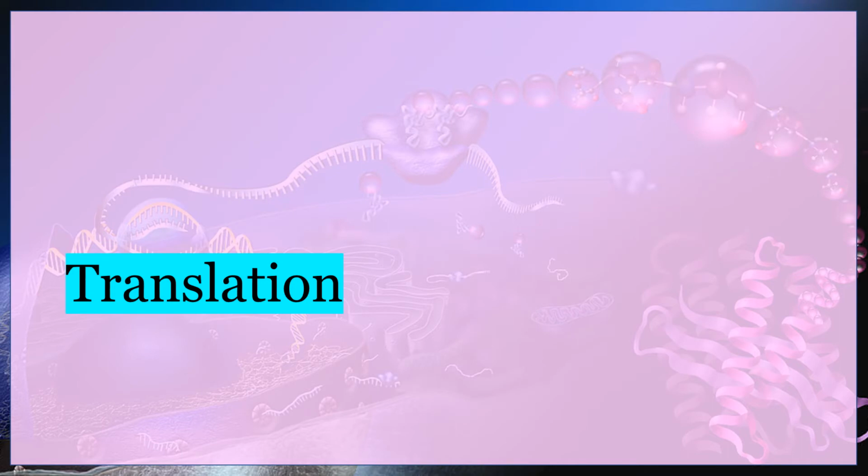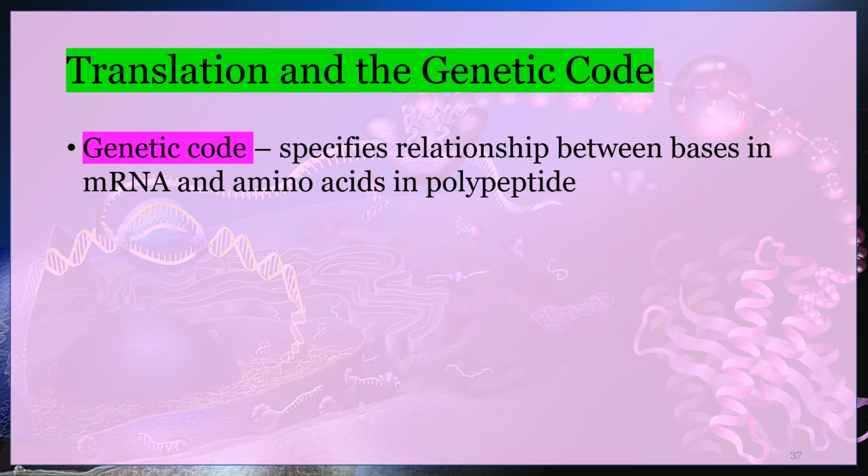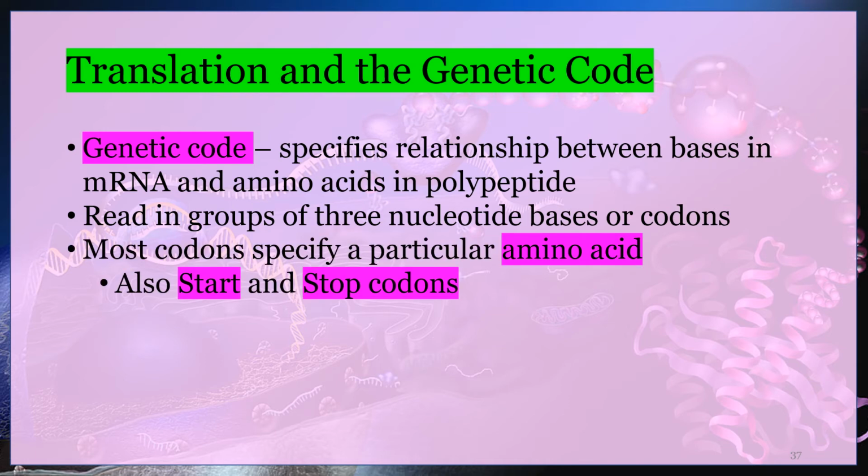So we move on to translation. Translation and the genetic code. The genetic code specifies the relationship between bases in messenger RNA and amino acids in a polypeptide. It is read in groups of 3 nucleotide bases, called codons. Most codons specify a particular amino acid, and then you also have a start and a stop codon.